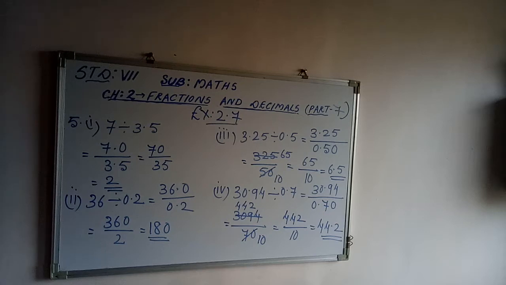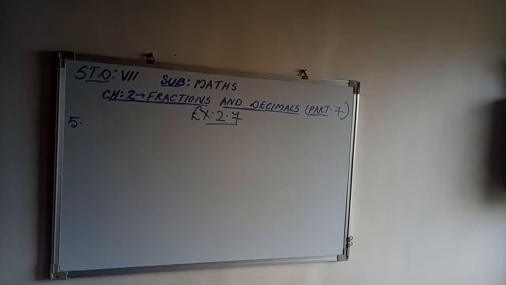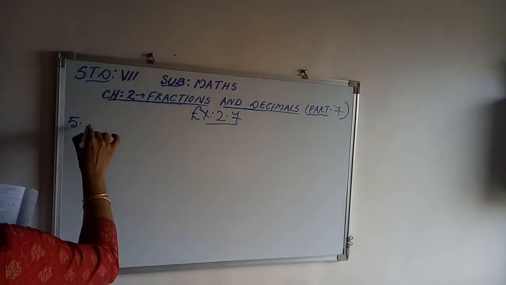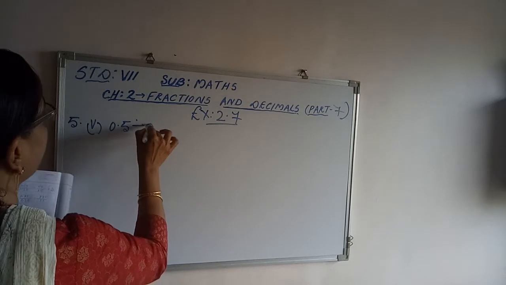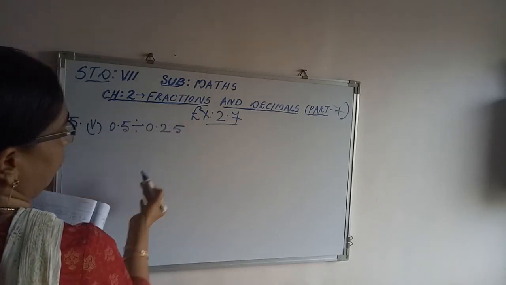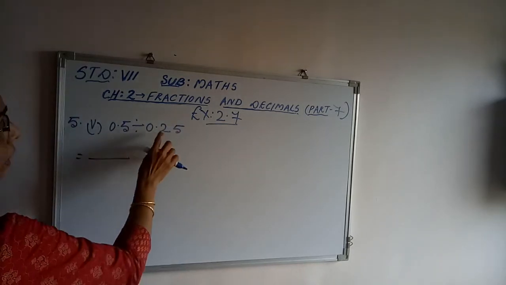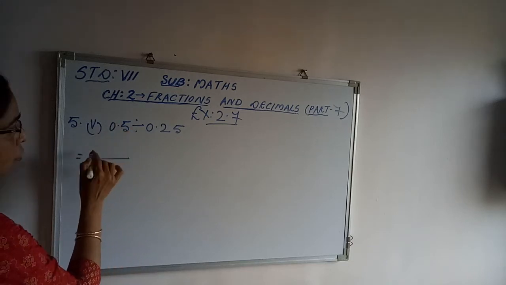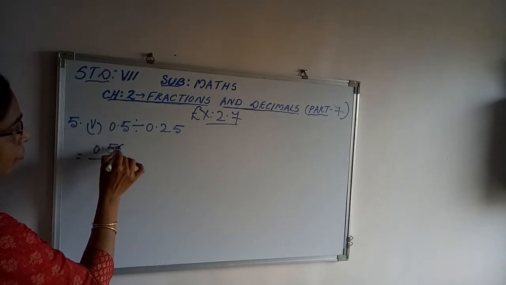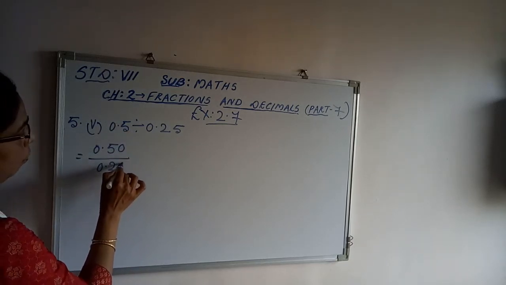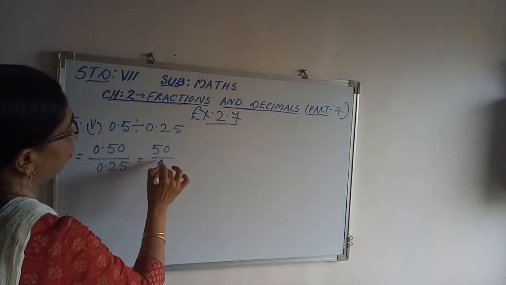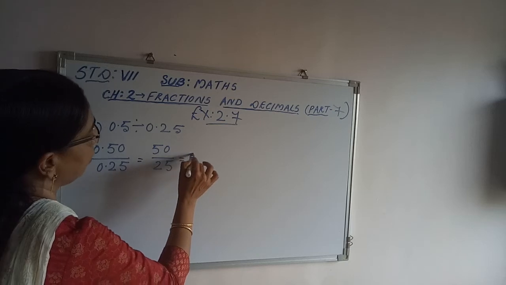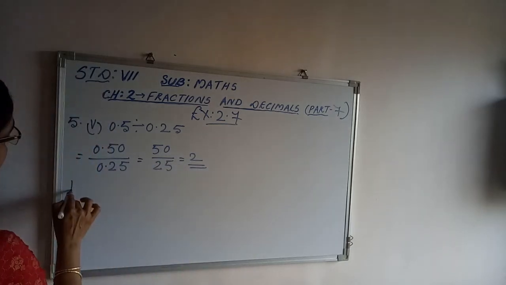Okay. Now the next question, that is the fifth one. Question 5. 0.5 divided by 0.25. How to do? Here 2 decimal places. So here also it should be 2. 0.50, 0.25. Clear? Now that's equal to 50 upon 25. Answer is 2. 2 is the answer.